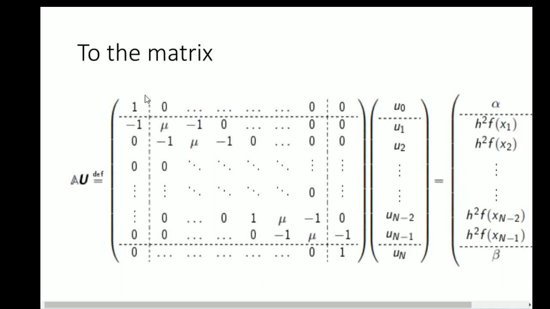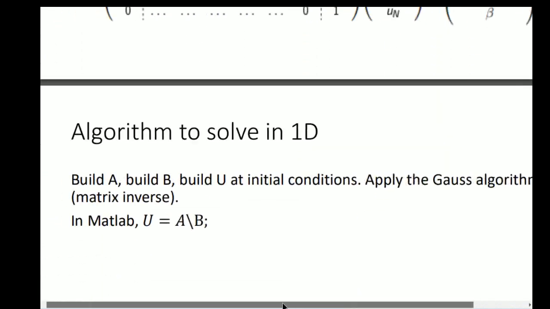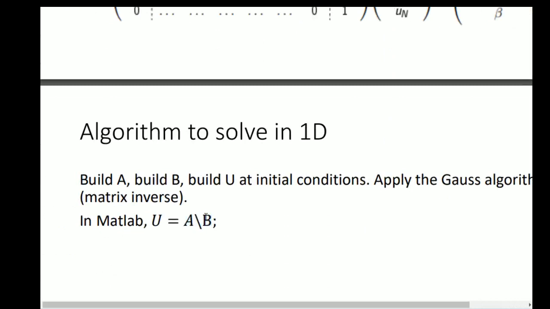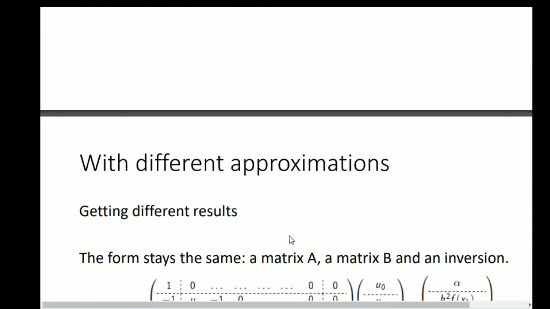So now we will build A. In our algorithm we will build A, we will build B, and we'll just do the MATLAB inversion. So U is equal to A backslash B, and it will compute the matrix division. It's not really a division, but it computes it using the Gauss algorithm and other methods to make it fast. So I think the LU computation or something like that.